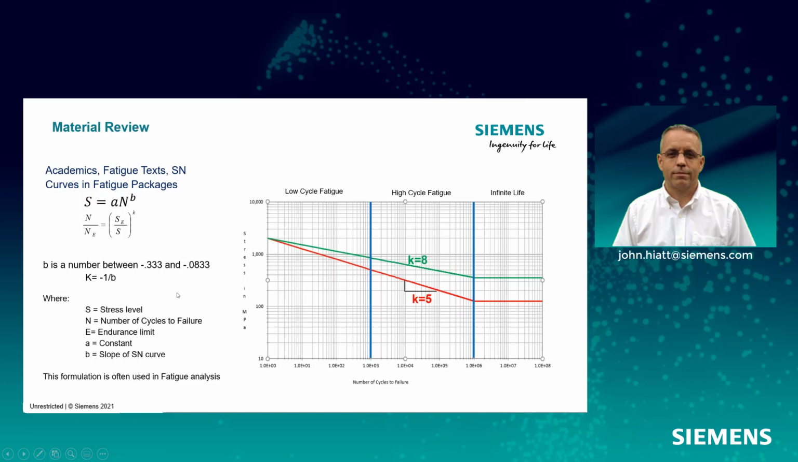Technically, the slope is a minus number. It's nice to say the slope of the SN curve. It's just a little bit easier to relate to a number between 3 and 12.